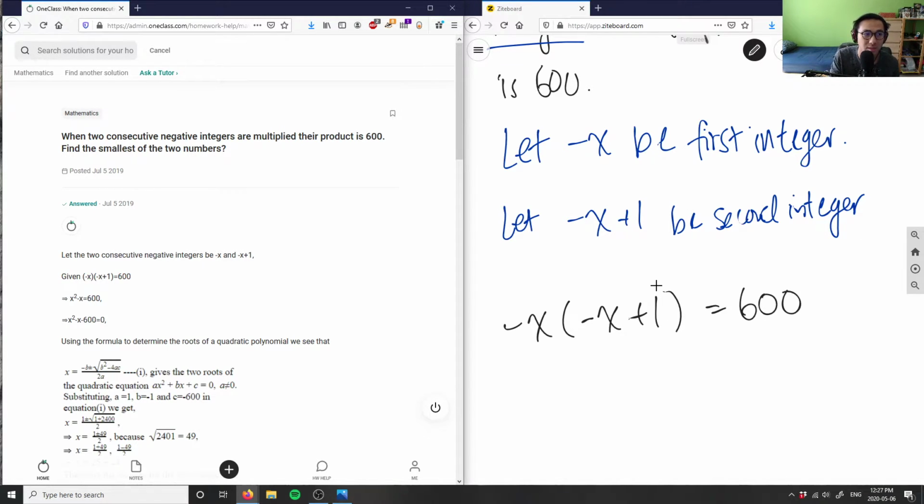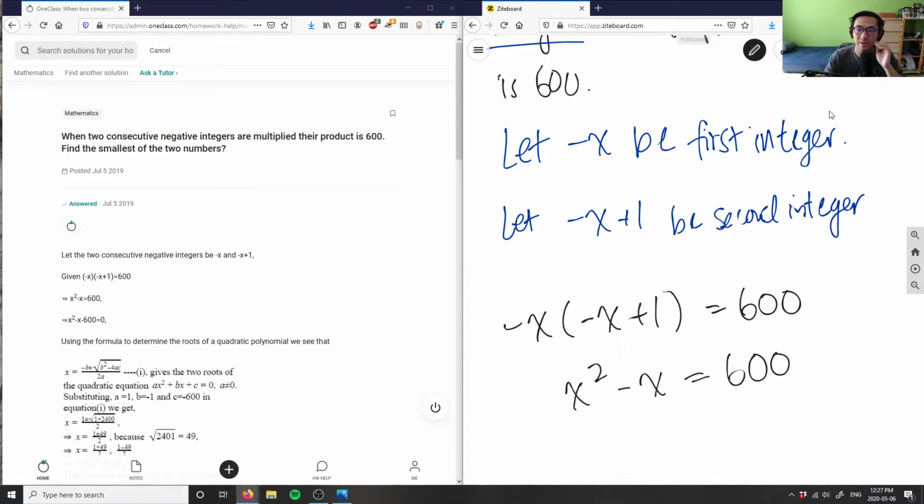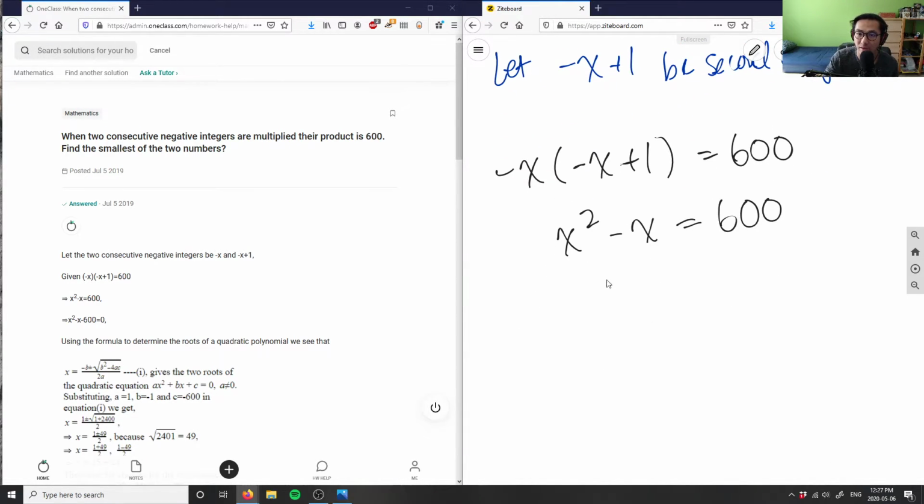What I can do now is simply use the distributive property. So negative x times negative x becomes positive x squared. And then negative x times 1 is negative x, equals 600. What you could do now is use common factoring. I have x as a common term, so I can factor out x, and then I'll get x minus 1 equals 600.